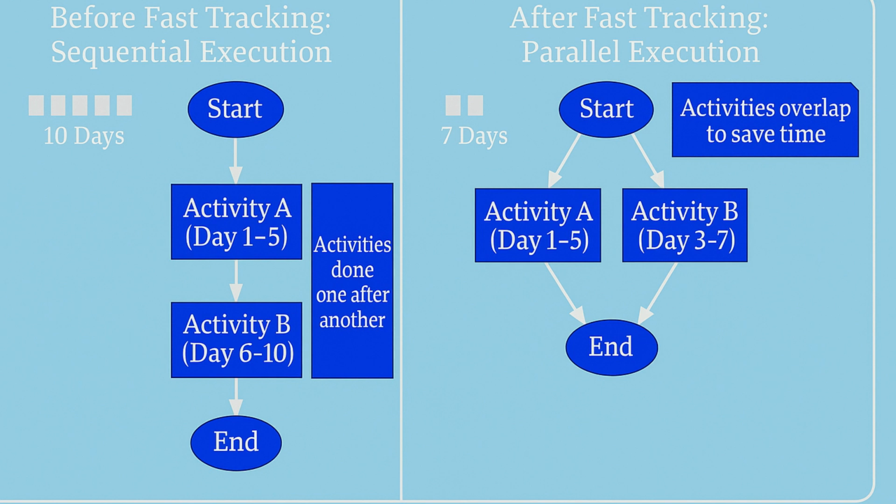The overlap correctly demonstrates that fast tracking reduces the schedule duration without changing the scope. The net reduction from 10 days to 7 days is realized here. A 30% time saving is what you are able to realize.